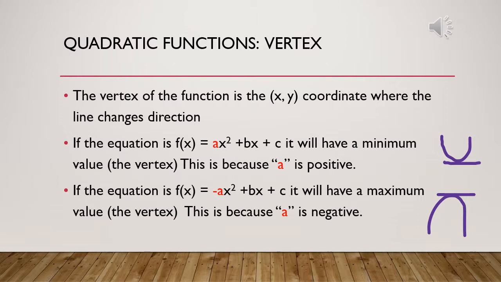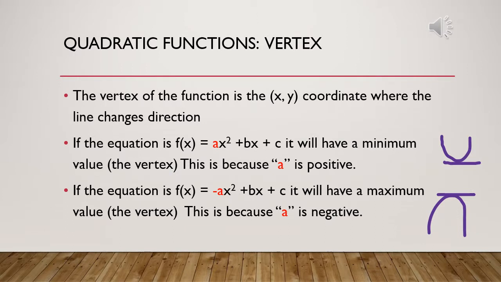We talk about the vertex of a quadratic function. The vertex is just the xy coordinate where the line changes direction. If the line makes a right side up U, it will have a minimum value. This is because the leading factor A in the equation is positive.